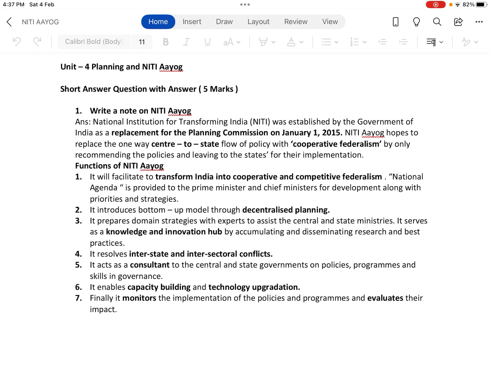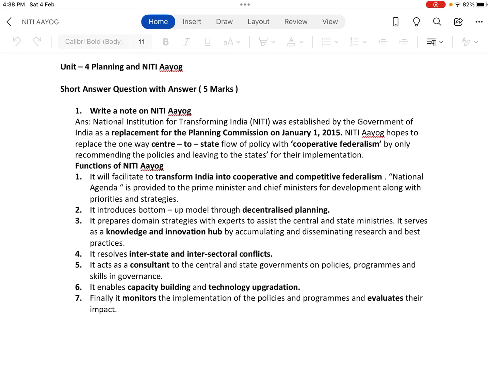Third one, it prepares domain strategies with experts to assist the central and state ministries. What is the meaning of domain? That is a territory. So according to each and every state, what are all the policies within their territory they can implement. Those kinds of strategies are recommended by the NITI Aayog. So it prepares domain strategies with experts to assist the central and state ministries.